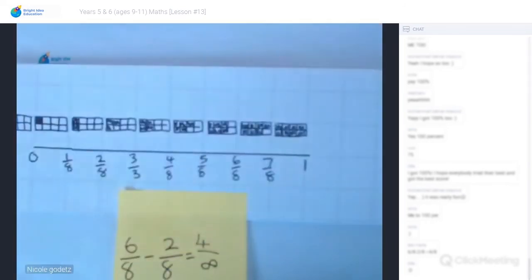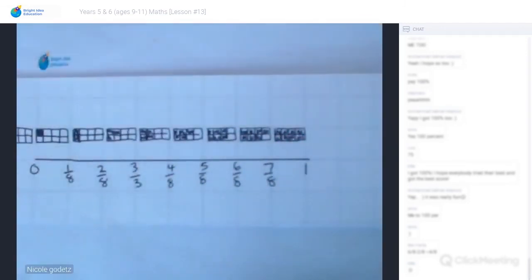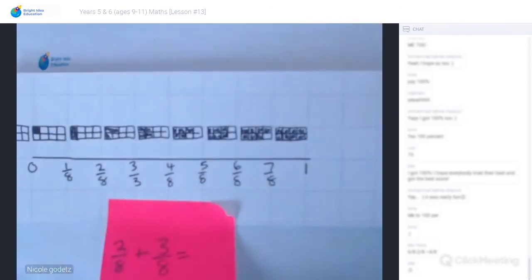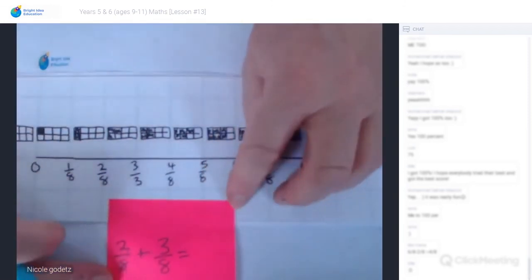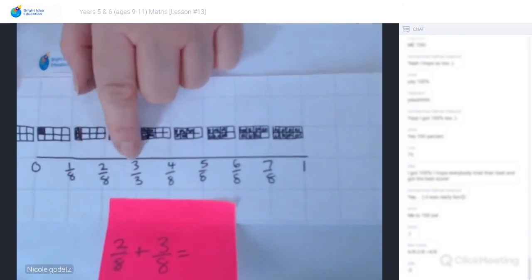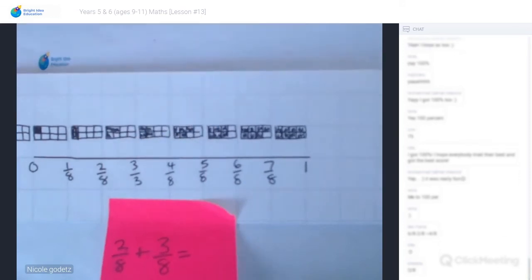Okay, let's do an addition. 2 eighths plus 3 eighths. Oh, I've changed to pink paper and my second screen still tells me we're on yellow. That tells me you are not quite with me. There we are, you've joined. So there's 2 eighths, and I'm going to jump on 3 eighths. 1, 2, 3. 5 eighths.